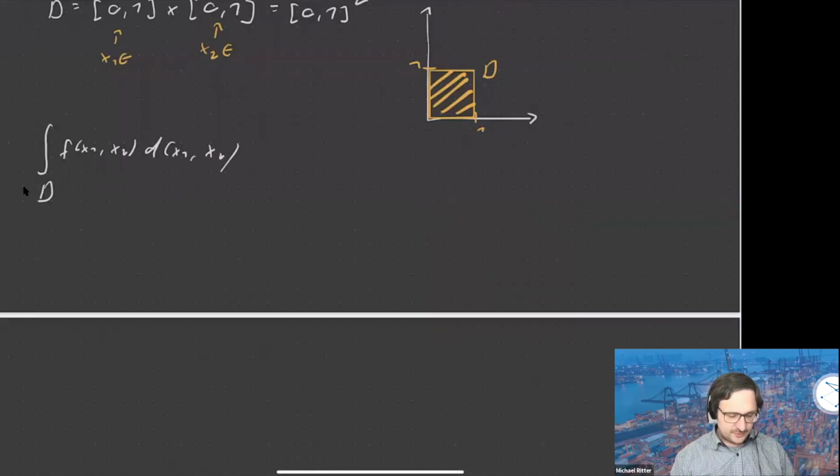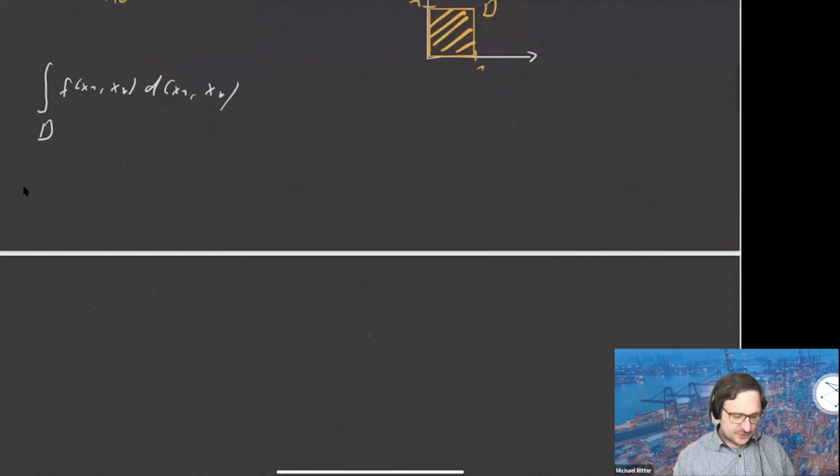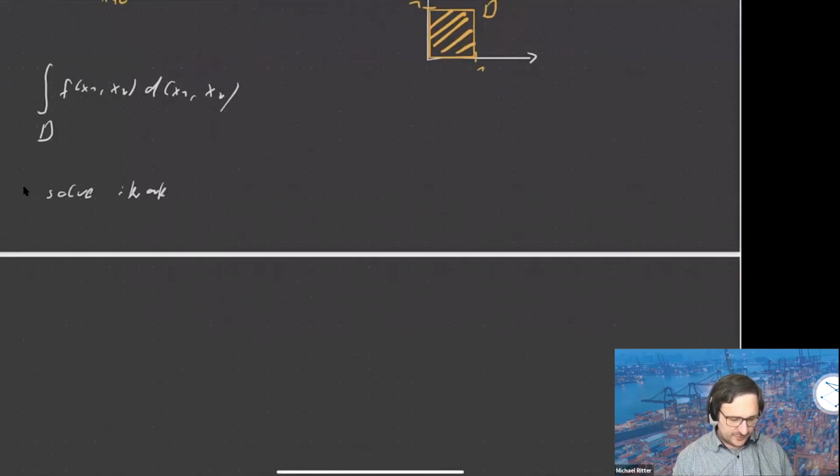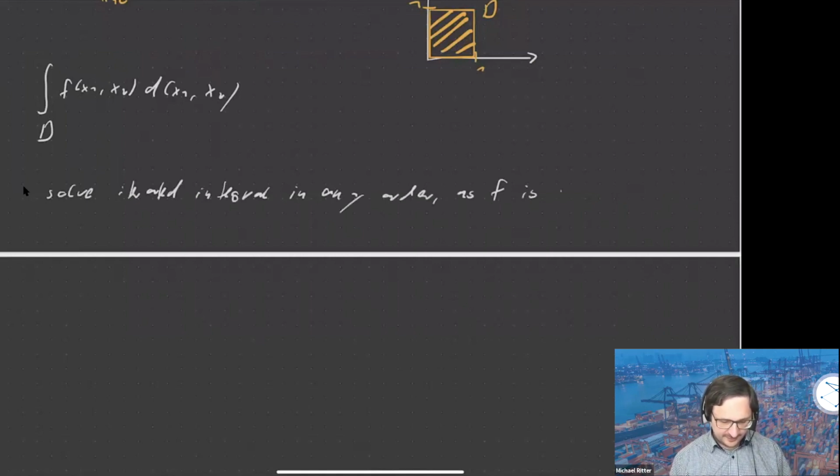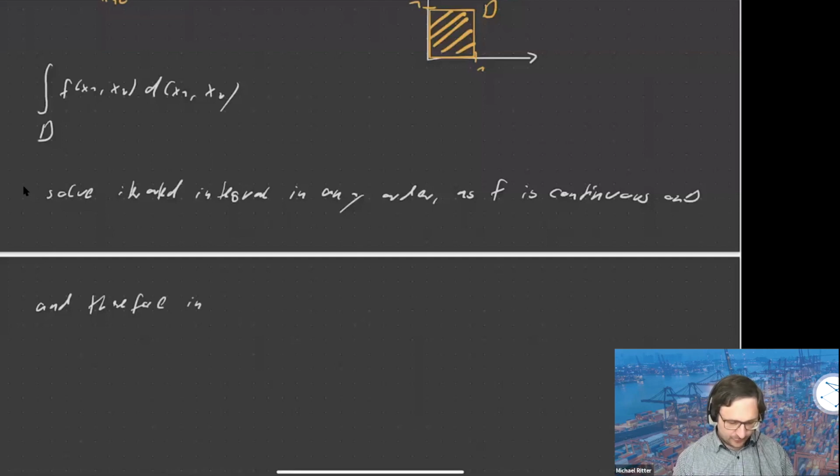So what we can do is solve the iterated integral in any order, as f is continuous on D, and therefore integrable over D.